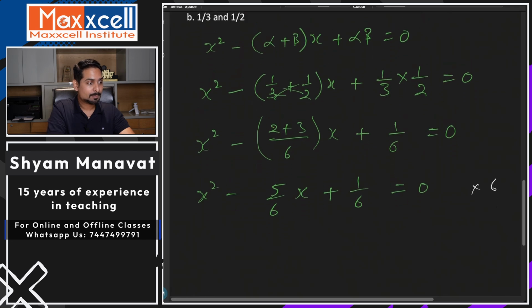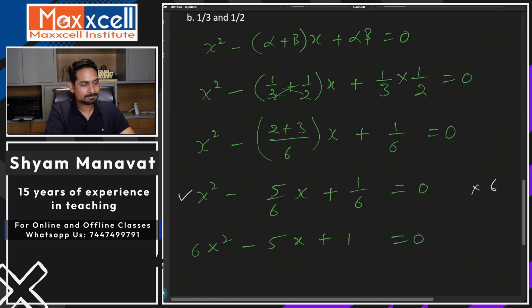If you do not like the denominators, you can multiply this entire equation by 6, because the denominators are 6, right? So if you multiply, what do you get? 6x square minus 5x plus 1 equals to 0. So either this or this, either one of them, that's your answer. All well? Forming the quadratic equation when roots are given.